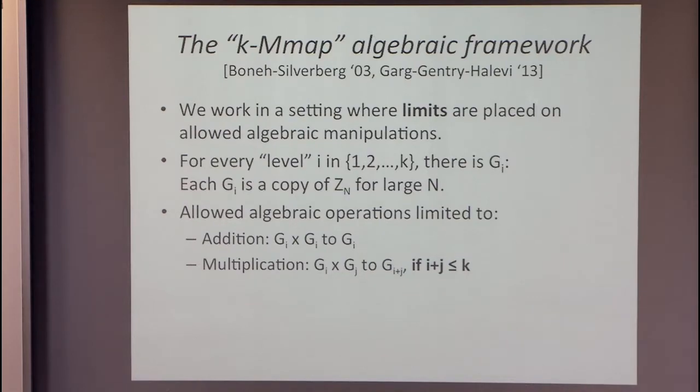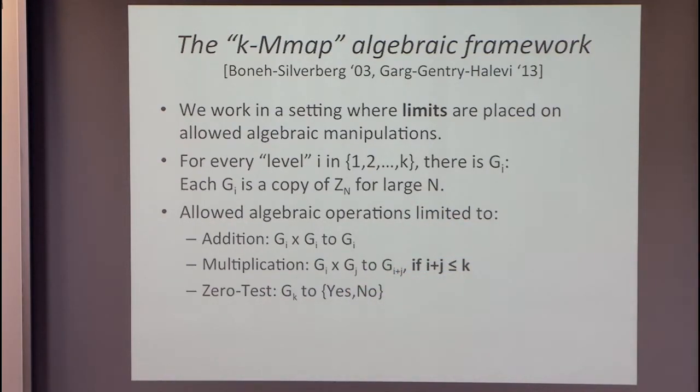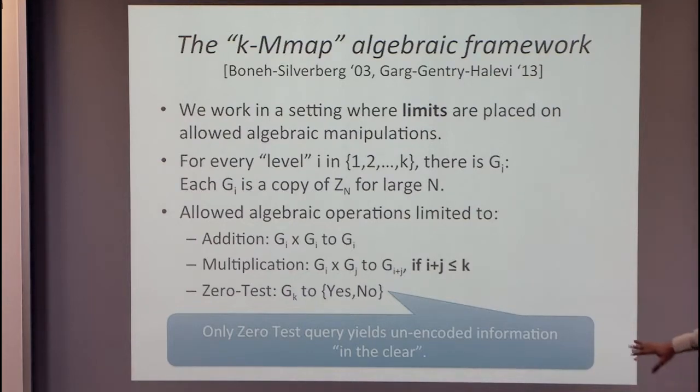Okay? And then finally, if you get an encoding at the very top level, at Gk, then you can proceed to a zero test. And the zero test will answer actually yes or no. It'll tell you whether or not you have managed to construct an encoding of the zero element. And I want to stress that only the zero test procedure here actually yields unencoded information. Right? All of the other things here are kind of like fully homomorphic encryption. Right? You take an encryption, you get an encryption. But zero test actually tells you, do you have here an actual encoding of zero or not? Okay? And this is really, really critical to us.